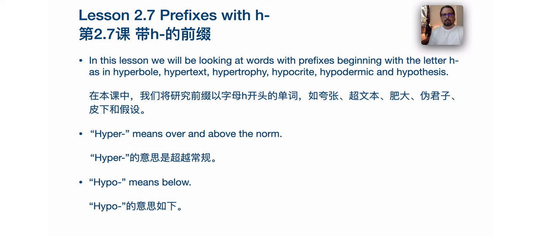So today, in previous videos we looked at words that began with prefixes beginning with A, B, D, F. Right now we're on the letter H. And there's only two important prefixes in this category. That's hyper and hypo.